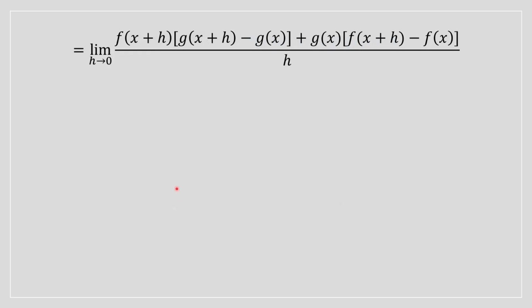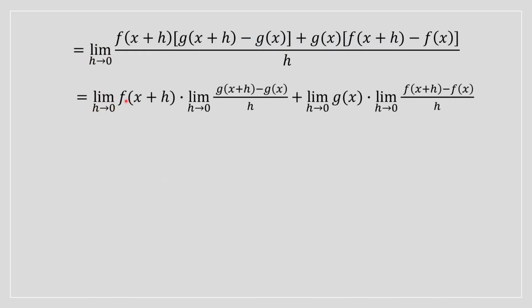So the next step is basically to split the limit into 4. So that's what I'm going to do. The first part is very straightforward. We're going to have the limit as h approaches 0 of f(x + h). We'll just be left with f(x), because once you substitute the 0 in there, you're just going to have f(x).